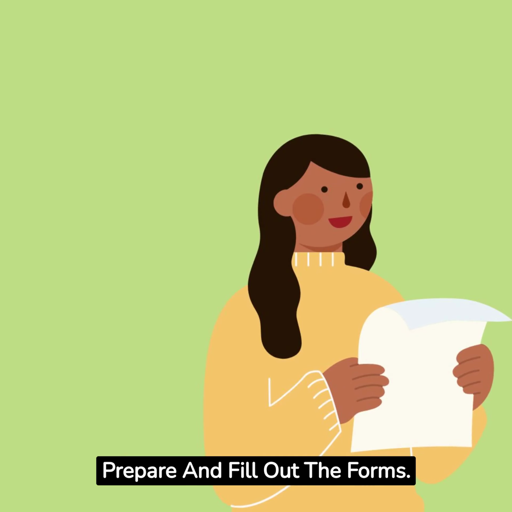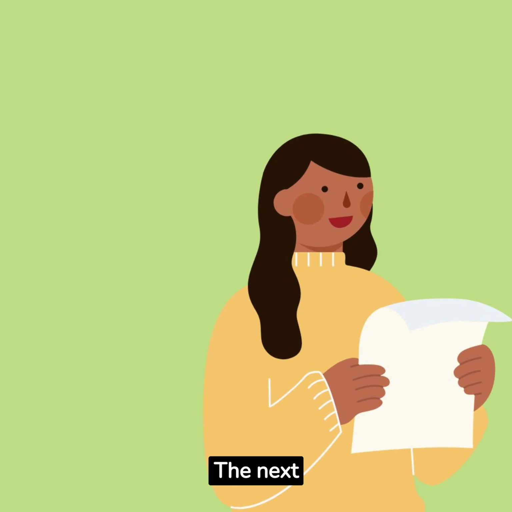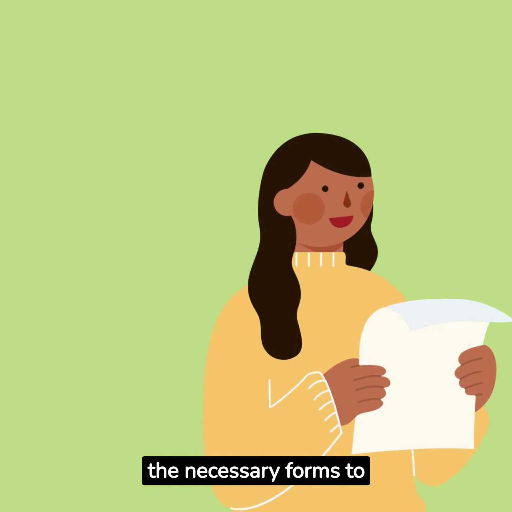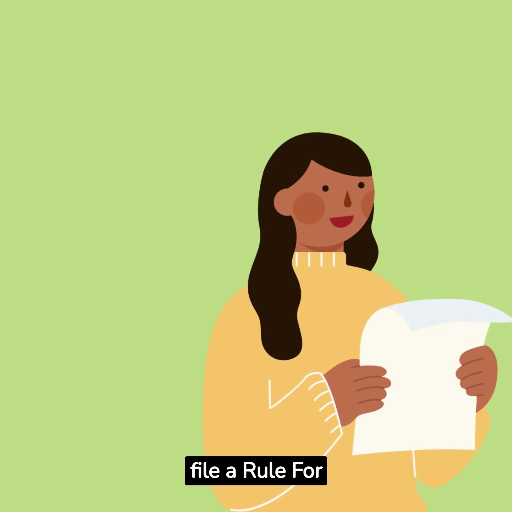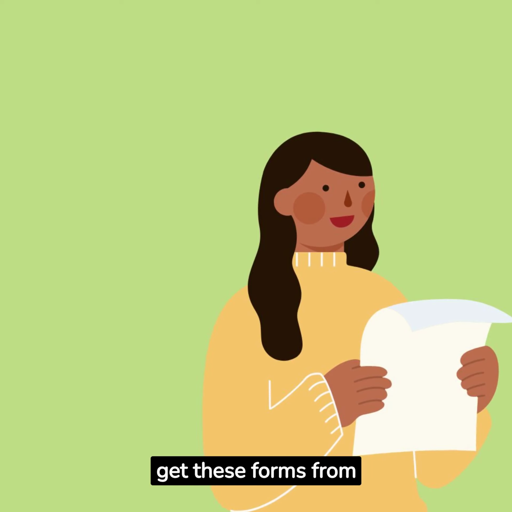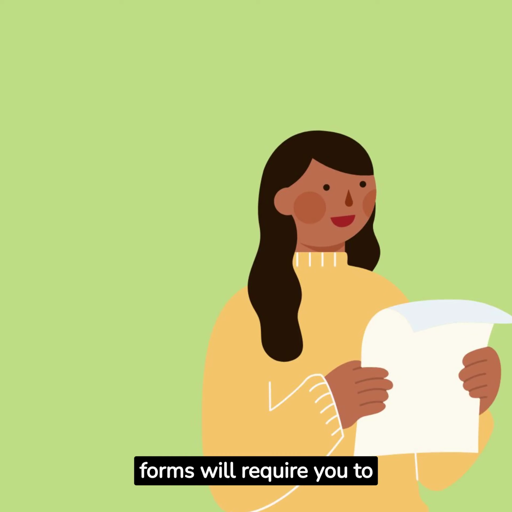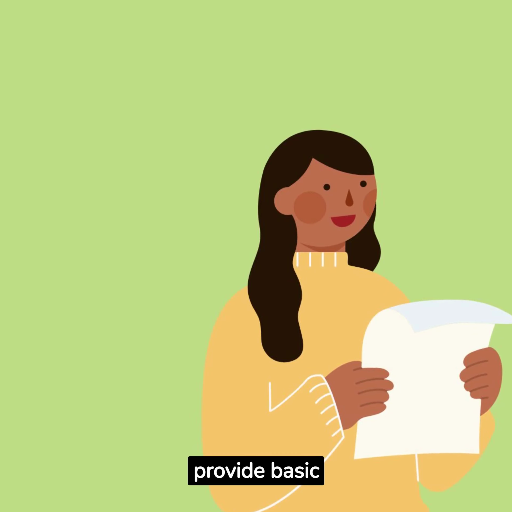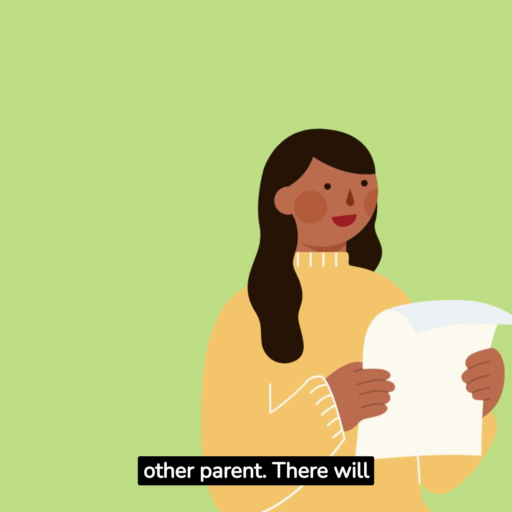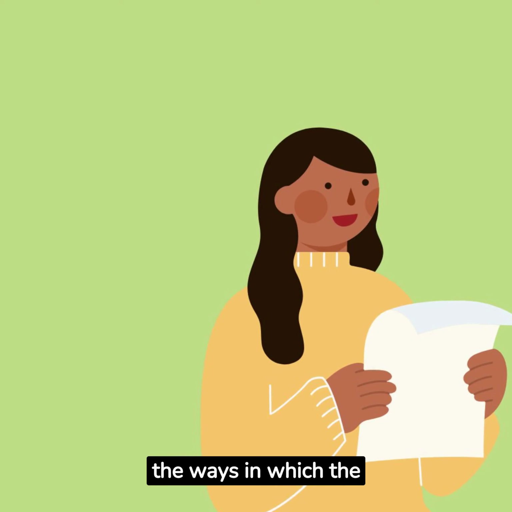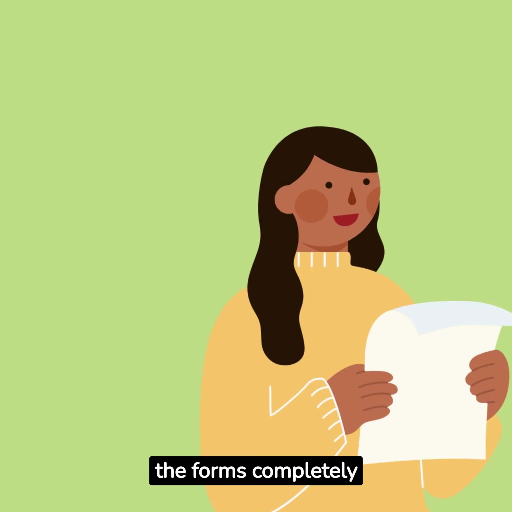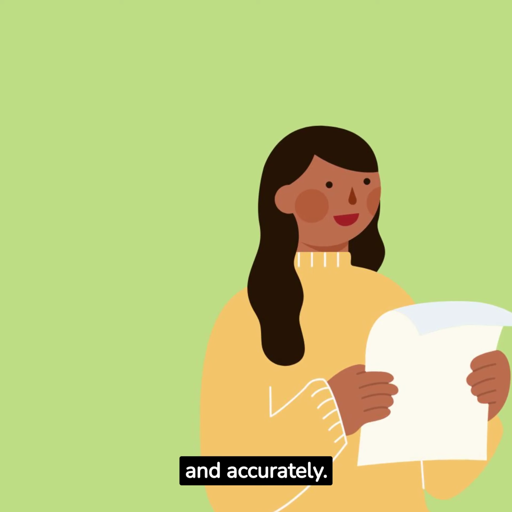Step 2. Prepare and fill out the forms. The next step is to obtain the necessary forms to file a rule for contempt. You can get these forms from the clerk of court or online. These forms will require you to provide basic information about the custody order and the other parent. There will also be a section where you can specify the ways in which the other parent is violating the custody order. Be sure to fill out the forms completely and accurately.